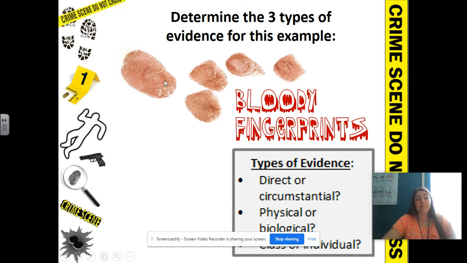So we're talking about bloody fingerprints. Blood is a biological source, so this would be a biological piece of evidence. And lastly, I'm not sure if you can see it under this little box, but it says class versus individual. Class relates us to a group of people. Individual relates me to one person. Well, if I can get a match to these fingerprints, that's going to relate me to one person. So it's going to be individual evidence.